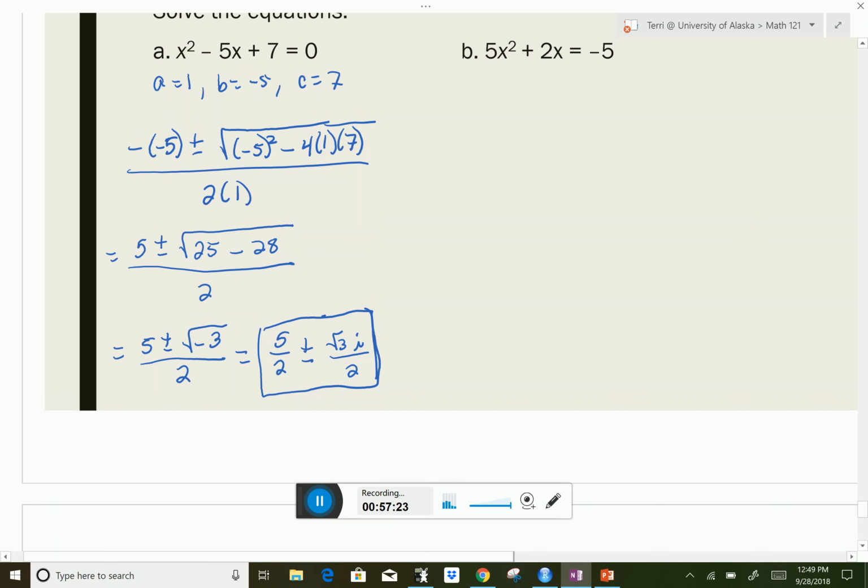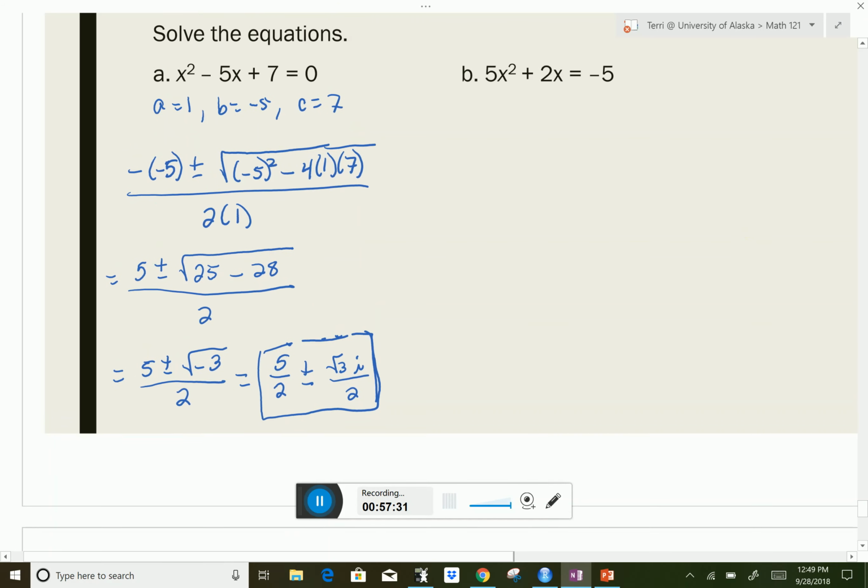Okay, because we have the real portion and the imaginary portion. And if you take a lot more math classes, you'll see what I mean. Okay, so let's look at this one. So this one is not written equals 0. So we're going to add to both sides.